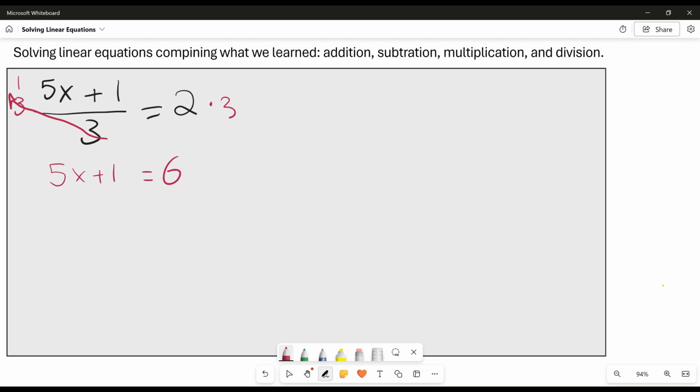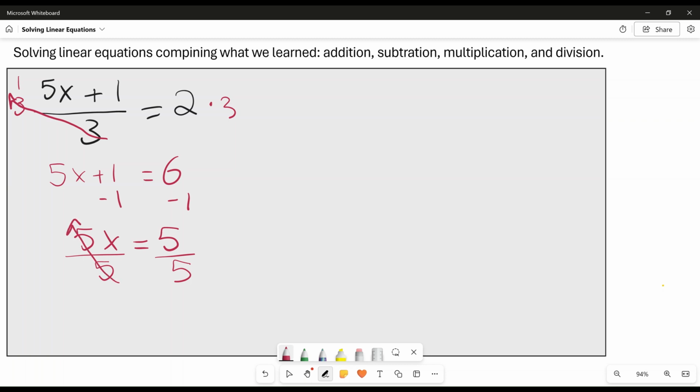So what would you do after that? Would you add first or multiply first? And remember, we said you want to start with like terms first. So you have that 1 and you have that 6. They're both numbers. Subtract 1 from both sides, you get 5x equals 5. And then you're going to divide by 5 because you want to do the opposite of multiplication.